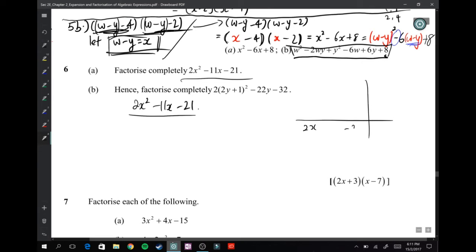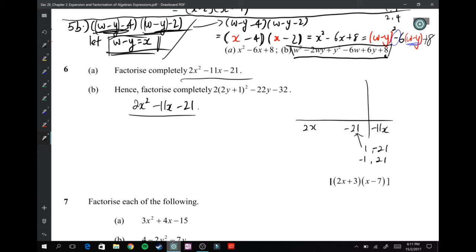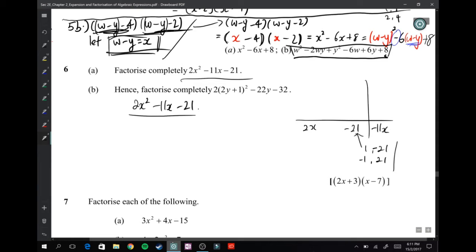And of course we have minus 21 here and minus 11x here. This is easy, because minus 21 is just 1 and 21. And of course one of them has to be negative, so it's either 1 and negative 21 or negative 1 and 21. So either or. Let's just try some. Are there any? Oh yes, there is. And of course 21 includes 7 and 3, right? So there's 7, negative 7 and positive 3, as well as positive 7 and negative 3.